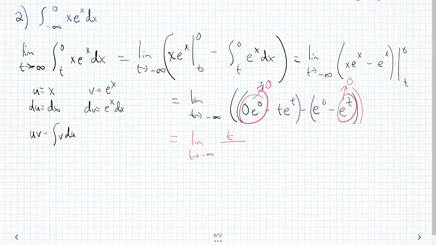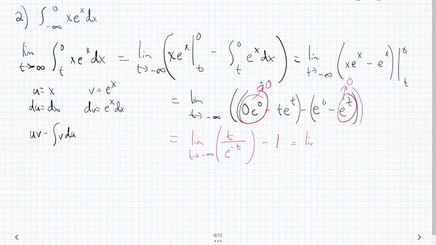Let's write this as t over, and then 1 over e to the t, which is just e to the negative t. Okay, and let's see what happens here. And then we'll have a minus 1 at the end of the day. And so now, if you notice, you get negative infinity over e to the infinity, which is infinity. So you can use L'Hopital's rule.